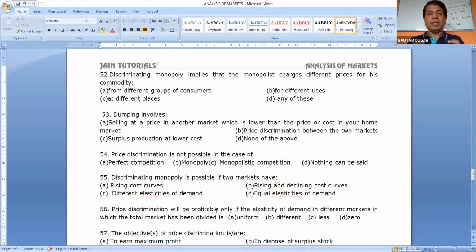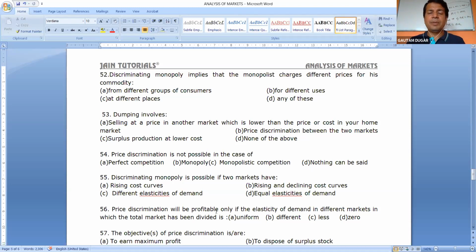It's based on a watertight compartment, such that a consumer of one market cannot move to another market. I cannot avail a senior citizen concession in the railways. If I try to avail it and I'm caught, I'll be put behind bars. Similarly, I cannot ask a senior citizen to purchase a ticket and then transfer it to me. That is not possible. That is what a watertight compartment means.